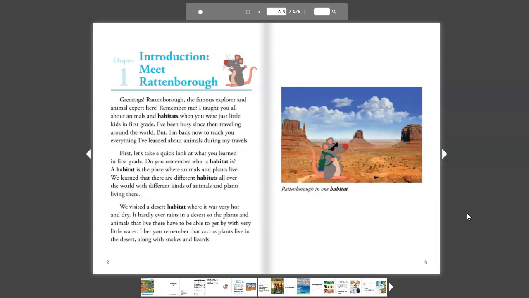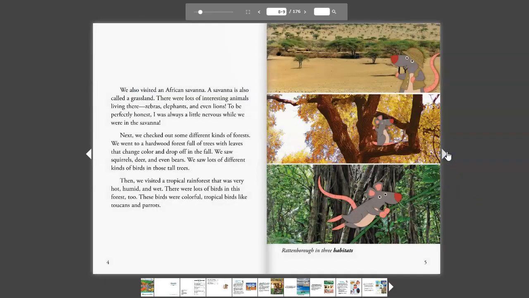We visited a desert habitat where it was very hot and dry. It hardly ever rains in a desert, so the plants and animals that live there have to be able to get by with very little water. I bet you remember that cactus plants live in the desert along with snakes and lizards. We also visited an African savanna. A savanna is also called a grassland. There were lots of interesting animals living there: zebras, elephants, and even lions. To be perfectly honest, I was always a little nervous while we were in the savanna.